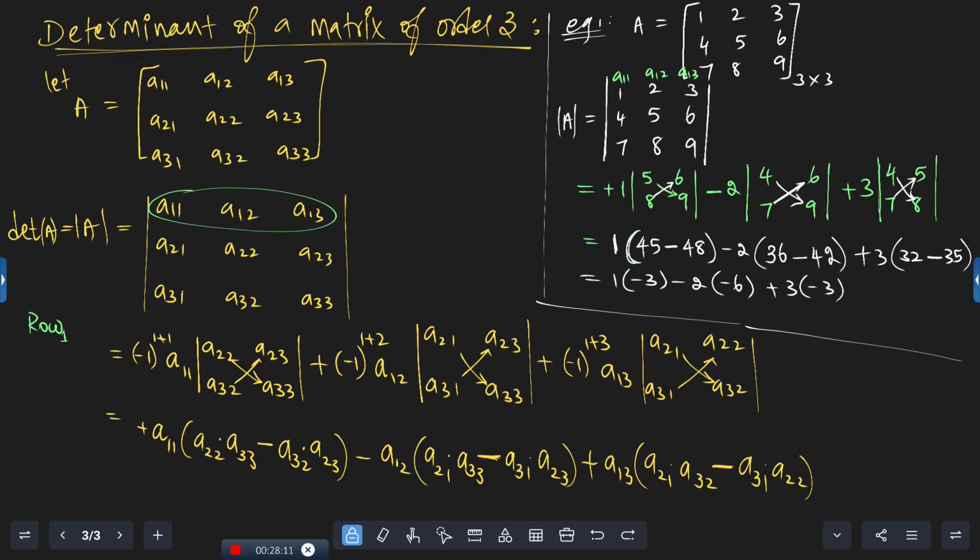Now simplify. 1 into minus 3 is minus 3. Minus into minus is plus, 2 sixes are 12. And 3 into minus 3 is minus 9. So when I add everything, what am I getting? Plus 12 minus 12, which is equal to 0. Either 0 or a plus number or a minus number or a complex number, anything you can get. Understand? Be careful here. Here we got 0.